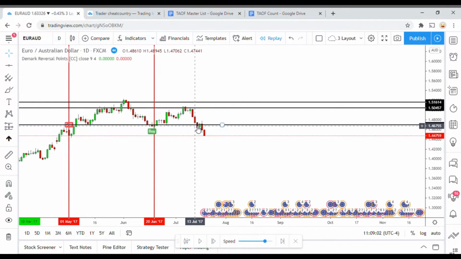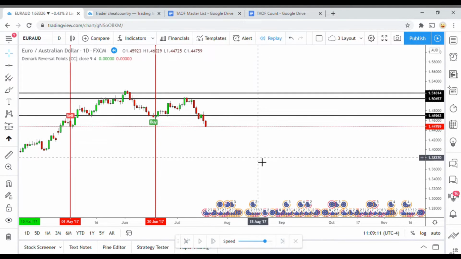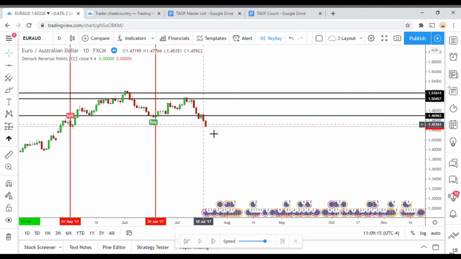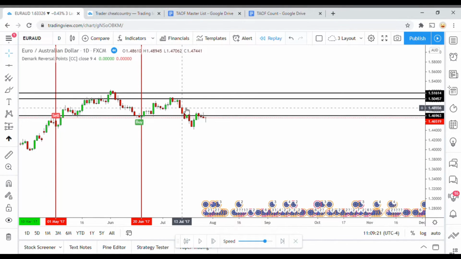There we go. And so now it broke down below this area right here, and so that's a pretty good sign that it's going to want to start kind of ticking its way downwards a little bit more here. Like you can kind of see here, it already is. Let's play it out a little bit.